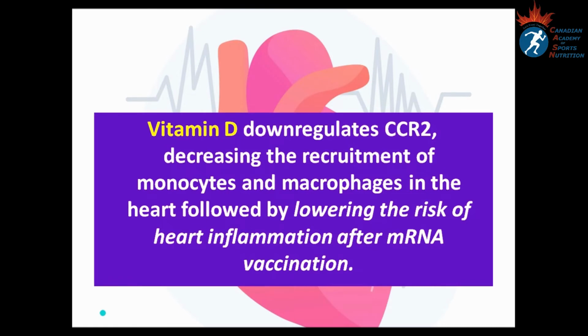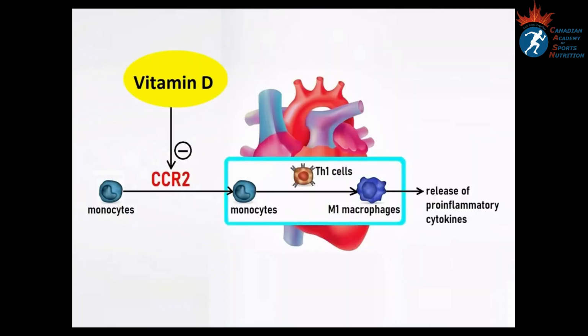Vitamin D downregulates CCR2, decreasing the recruitment of monocytes and macrophages in the heart, followed by lowering the risk of heart inflammation after mRNA vaccination. Basically, vitamin D can silence CCR2, which will lead to a decrease in migration of monocytes to the heart.